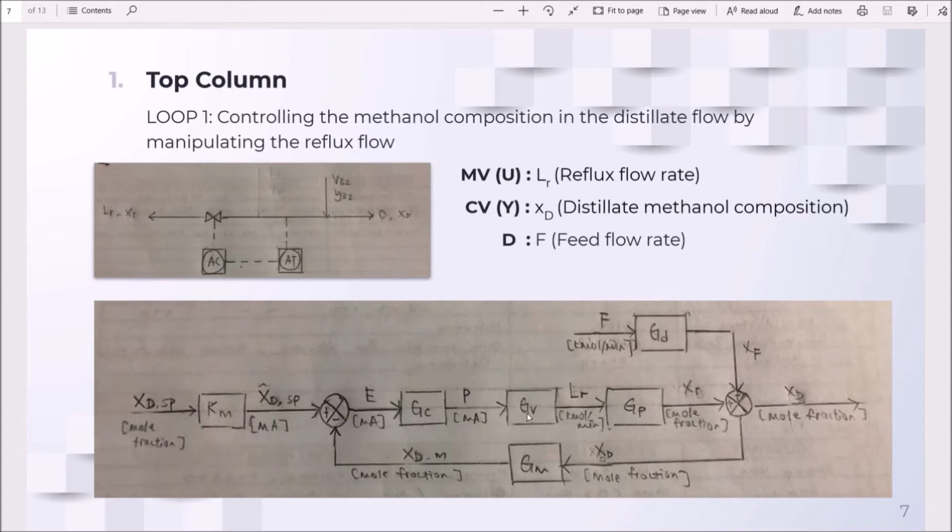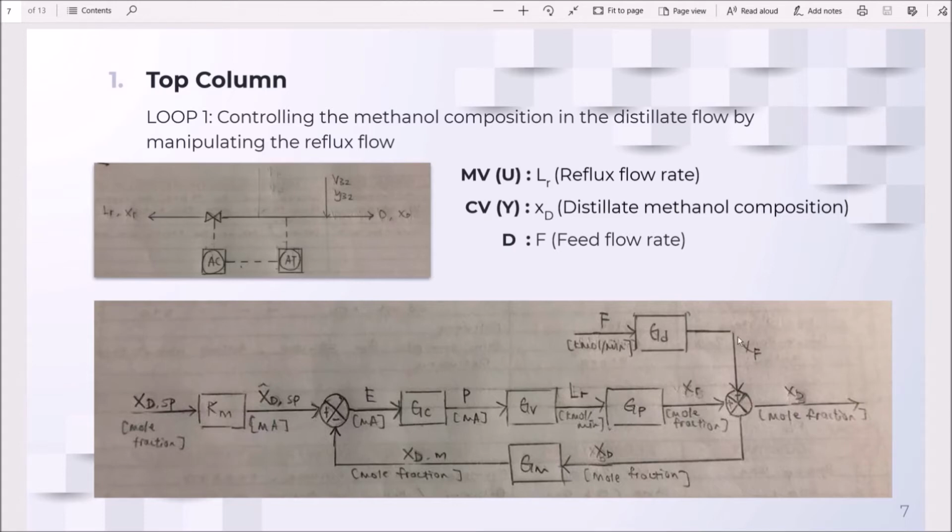But before it can reach the valve, it must go through a transducer where it changes the electrical signal into pressure. From here, it produces a new reflux flow rate, and it goes to the process transfer function, where the output will be the changes of the distillate methanol composition due to reflux flow rate.